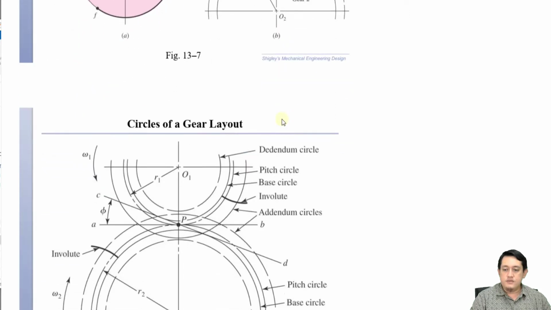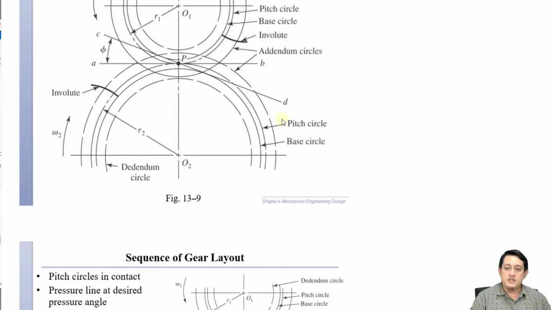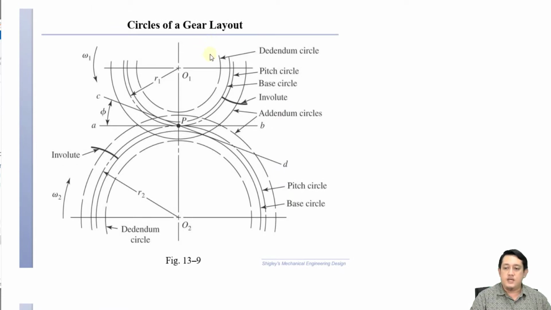The next one is the gear layout. We have many lines and circles right now, so let's go through this layout one by one. I mentioned earlier that when we want to create the involute profile, we need the base circle. This is the base circle, this line here. This is the involute, and this is the pitch point.